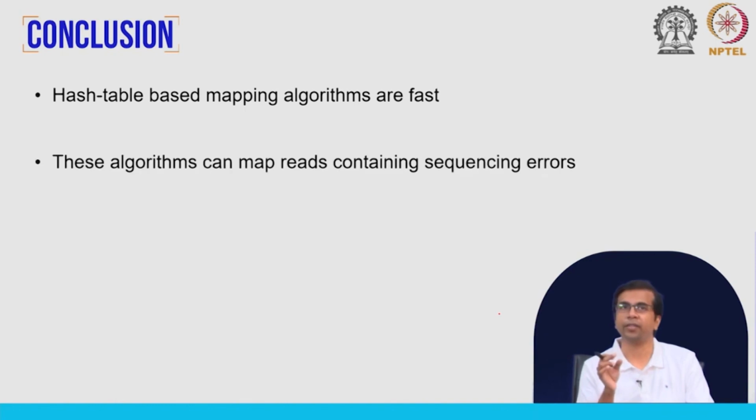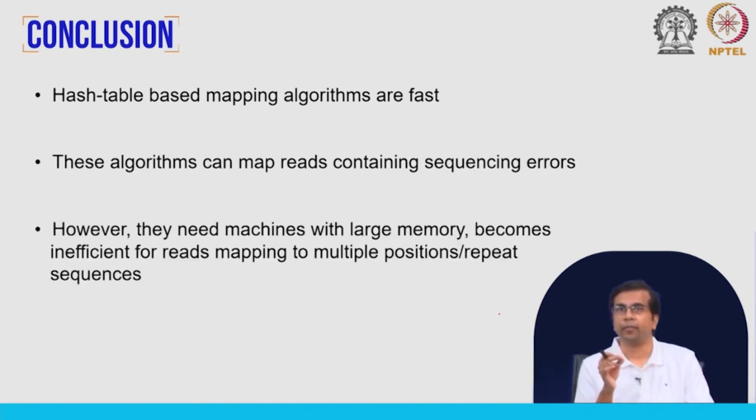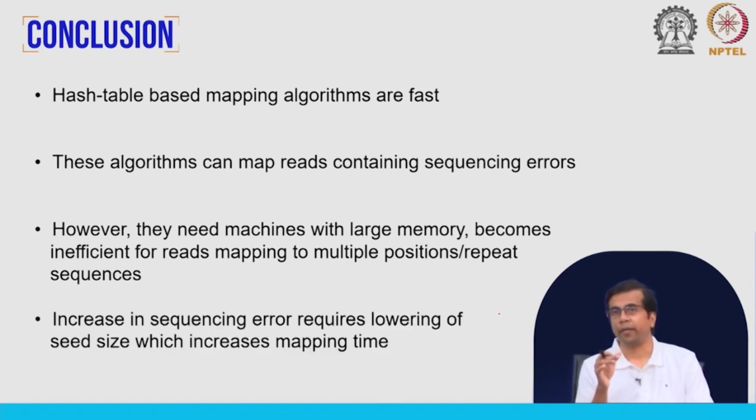So, these are the references that we have covered, and to conclude, these hash table based mapping algorithms are really fast and they can map reads containing sequencing errors. There is no issue with mismatches, but they require large memory. This means you have to have special machines, special servers for doing the mapping, and it also becomes inefficient for reads mapping to multiple positions or repeat sequences. And also with the increase in sequencing error, which long read sequencing platforms have, it will require lowering of seed size, which will mean multiple hits and will increase mapping time. That is it.